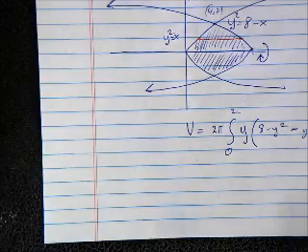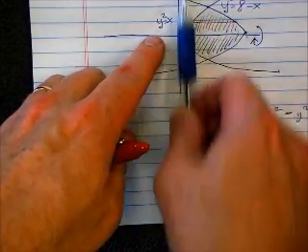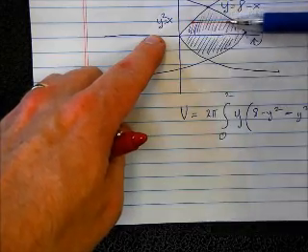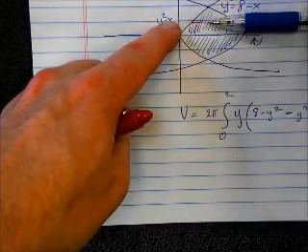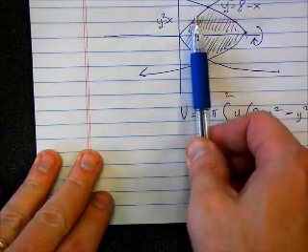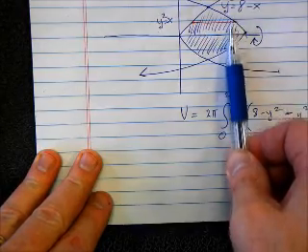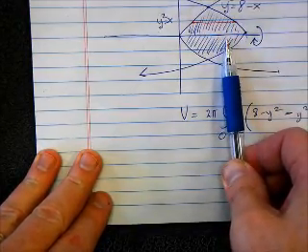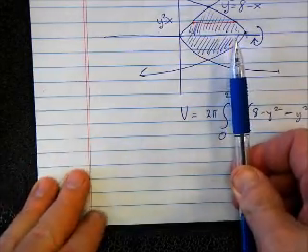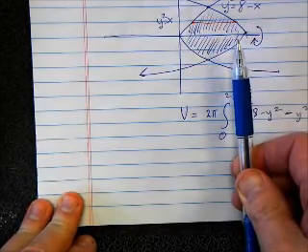Because if I'm spinning around this line, my strip is perpendicular, and that tells me that I could use discs and washers. If I want to use shells, I would have to build my strips this way. I would need one integral over here, and a second integral over there. So which way is easier? There's no right answer on that. It depends on the graph, the picture, and what line you want to spin around.